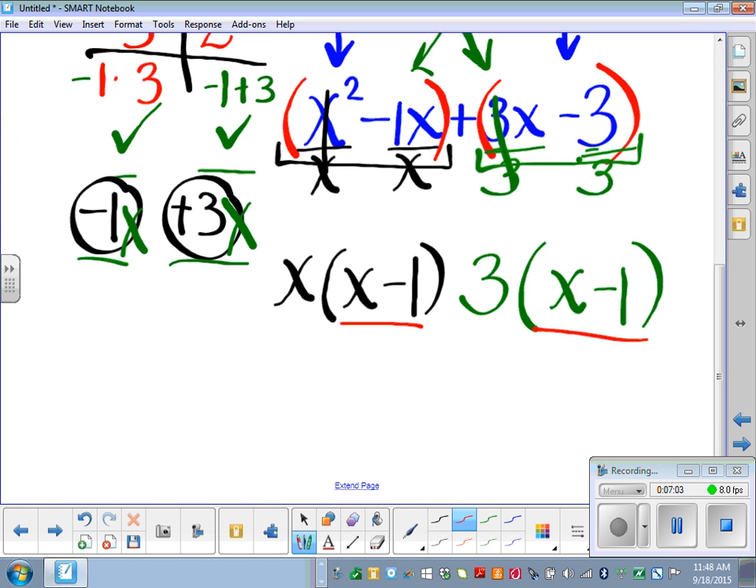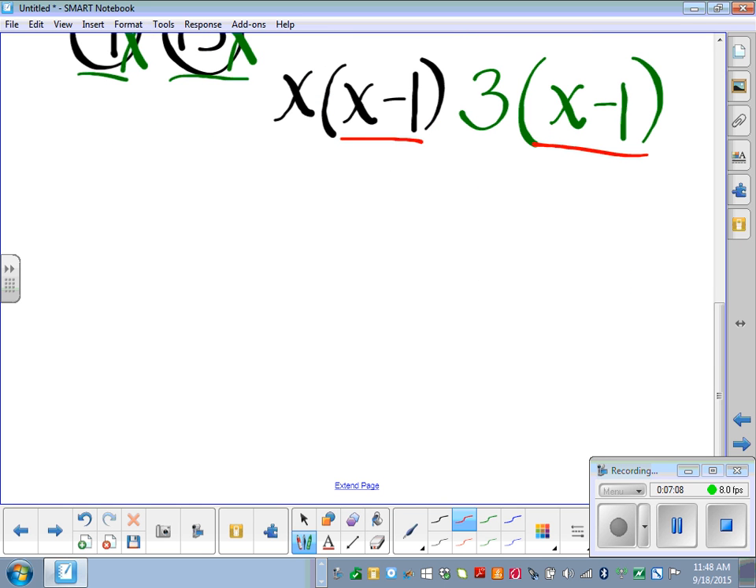Now remember we learned about our safe haven. Those have to be exactly the same or you've done something wrong. Even the sign, that negative, has to be exactly the same. So we know we've done this one right, it's our safe haven, because we got the same thing in the parentheses. So our next step will be to pull out our safe haven, x minus 1.